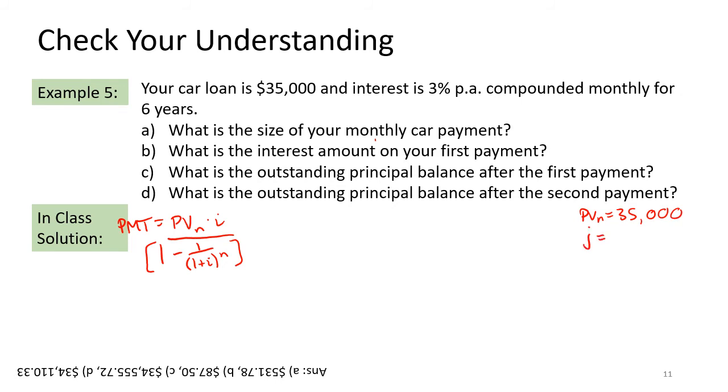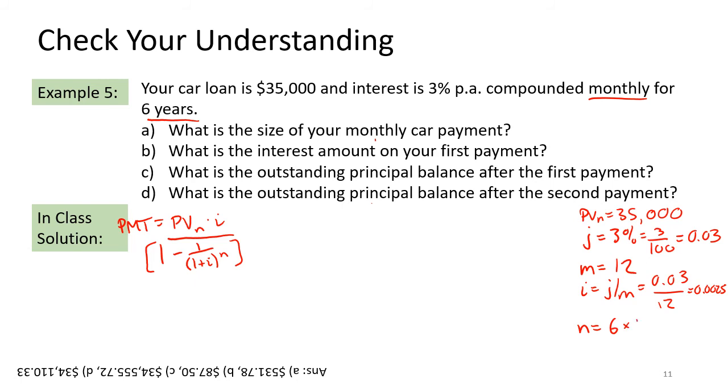Your nominal interest rate, J, is 3%, which is 3 divided by 100, removing the percentage sign, or 0.03. M, in this case, is monthly, so it's equal to 12. So your periodic interest rate, I, is J divided by M, or 0.03 divided by 12, which gives you 0.0025. Our last item, N, okay, so this loan is for 6 years, and you're paying 12 payments a year, so N is 72.